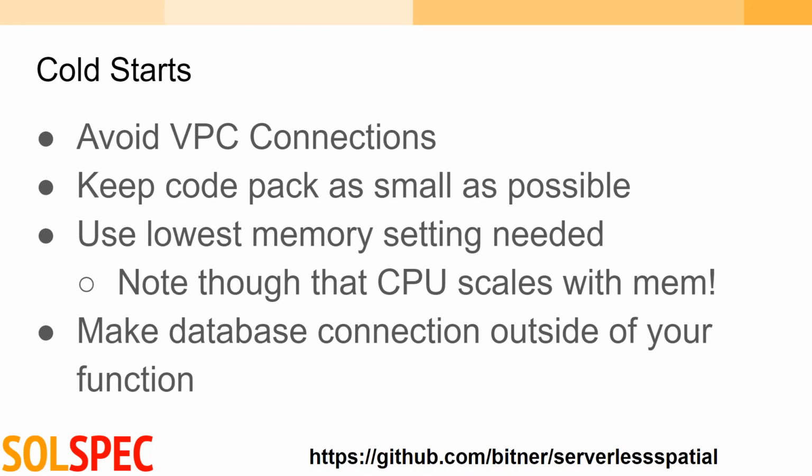Also, when you're looking at costs, don't just assume your costs will be lower if you use lower memory. Because the CPU scales with your memory, sometimes you can actually end up being cheaper and faster by picking higher memory amounts, because by going with double the memory, it might take half as much time because you also have double the CPU resources.